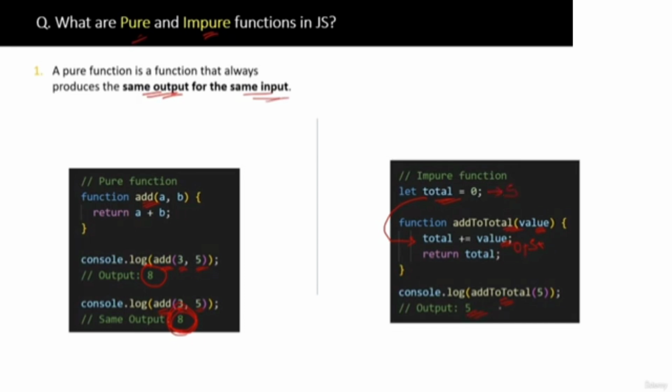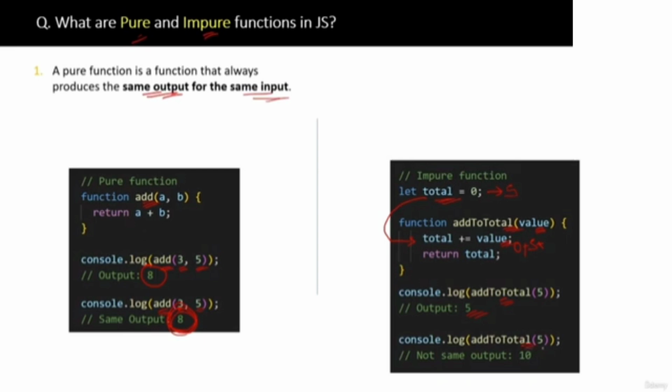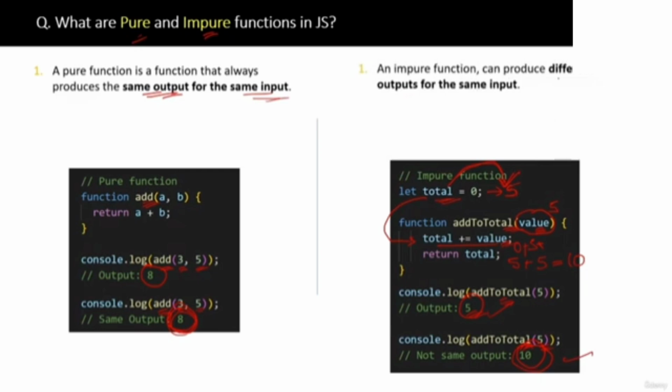But here is the twist. If we call the same function again with the same parameter 5, this time the output will not be the same. The parameter value is the same as 5, but because total is a global scope variable, it has maintained its last state, and its value is 5 from the past action. Therefore now total equals total plus 5, which means total equals 5 plus 5 equals 10, and the output is different this time. So this is an impure function. The definition of an impure function is that it can produce different outputs for the same input.